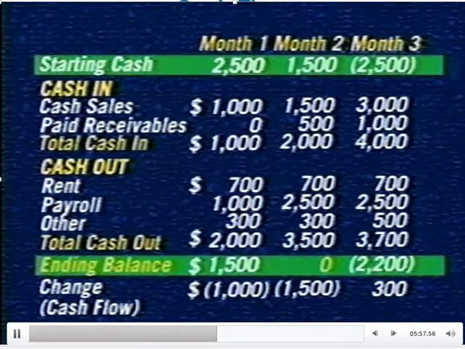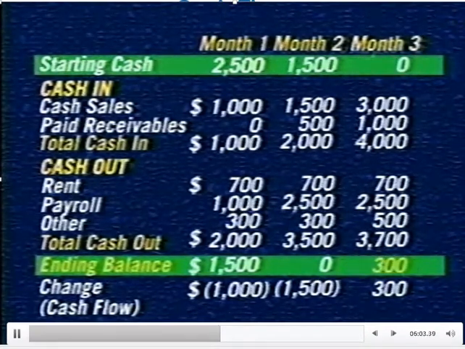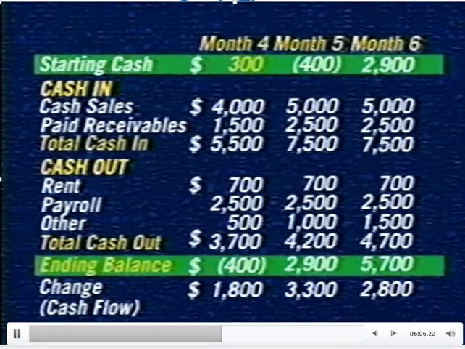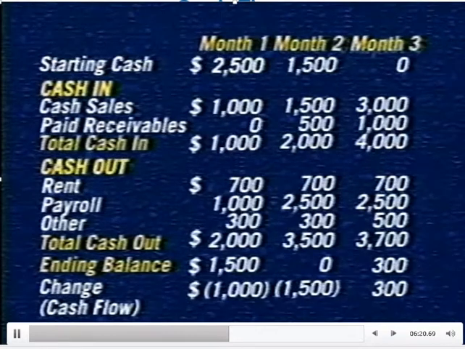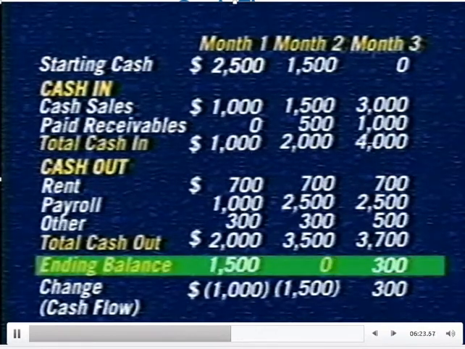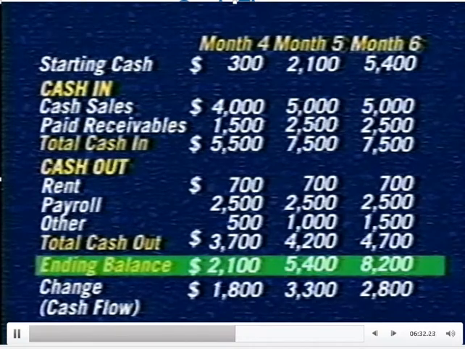Let's see what happens in the following months. Remember, each ending balance becomes the next month's beginning balance. Month 2 is still our lowest point, but none of our ending balances are negative. We will have enough cash to pay all our bills and meet our payroll, provided that, and this is critical, our assumptions about the size of our expenses and the success of our sales efforts are in fact accurate.